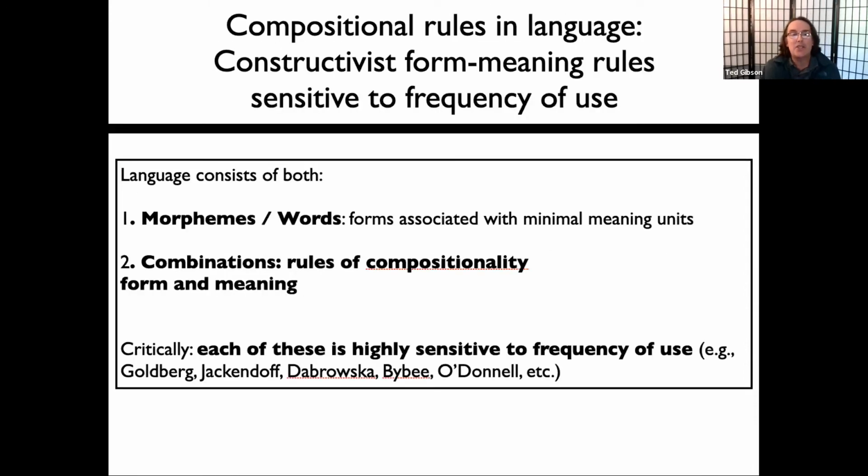In contrast to this constraint-based view, in a constructivist theory of language, we have morphemes and words, which are forms associated with minimal meaning units, and we have combinations, which are rules of compositionality, each with a form and a meaning. These are all constructions in Goldberg's terms. Critically, each of these is very highly sensitive to frequency of use, for which now we have a lot of evidence at both the word level and the combination level.